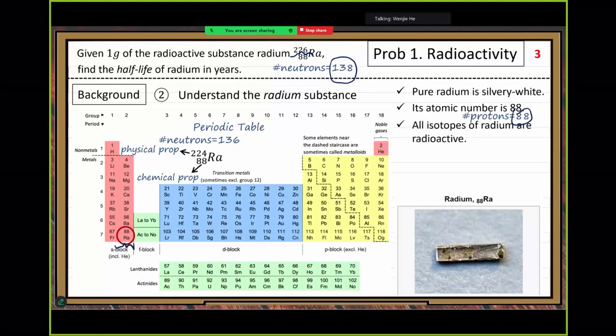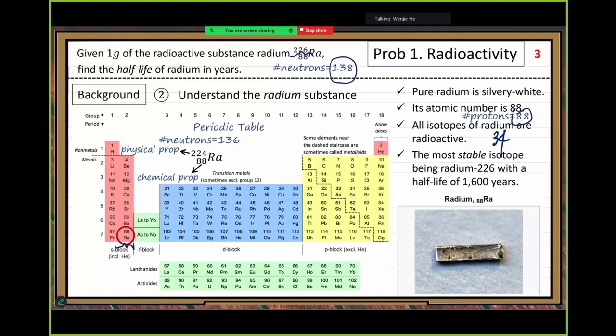All isotopes of radium are radioactive. How many? So I searched, I found there are 34 isotopes for radium. 34, all radioactive. But with different half-life. All right.